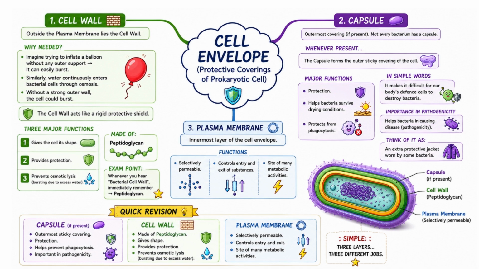It also protects them from phagocytosis. In simple words, it makes it difficult for our body's defense cells to destroy bacteria. Because of this, the capsule also plays an important role in pathogenicity, or disease-causing ability. So whenever you see a bacterium with a capsule, think of it as wearing an extra protective jacket.